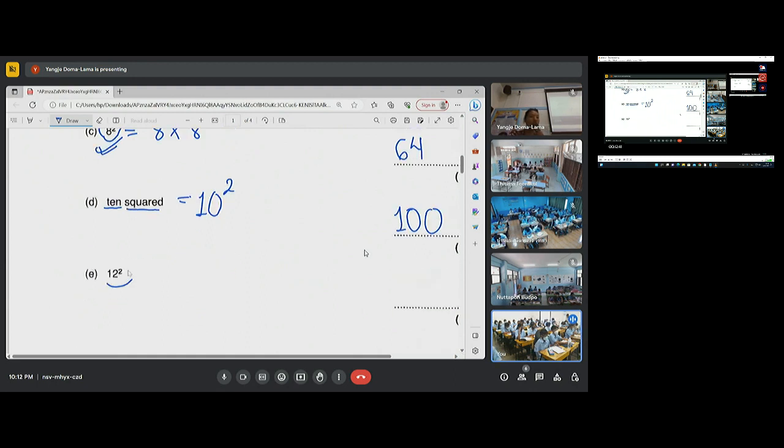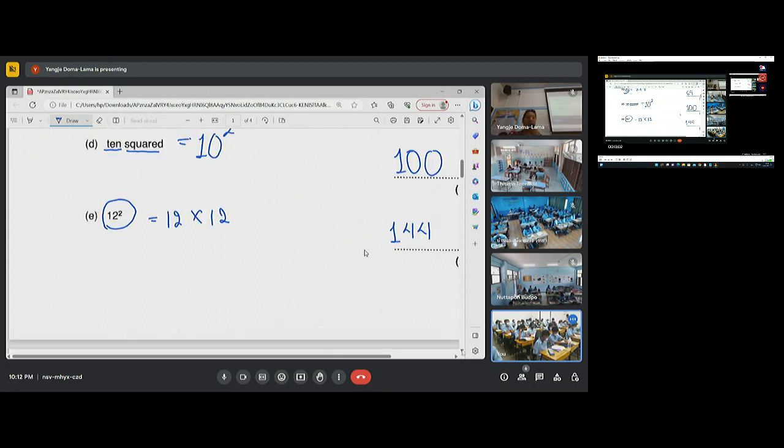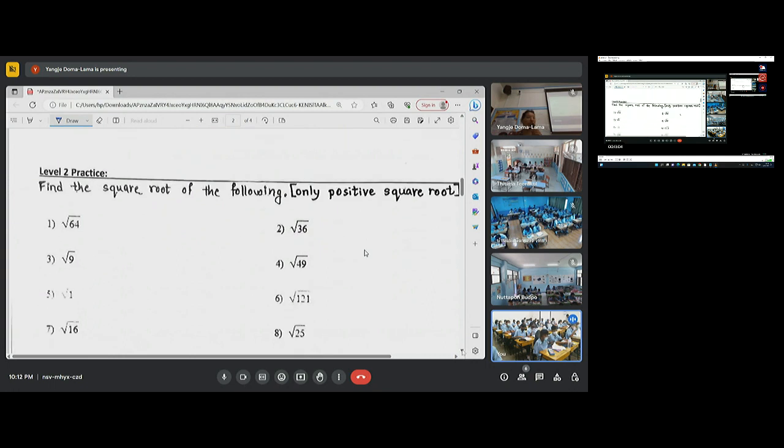Okay, how do you read this one, number E? Everyone, how do you read it? 12 square, which is 12 times 12. How much is it? 144. Okay? Understand? Good. So it was easy work.